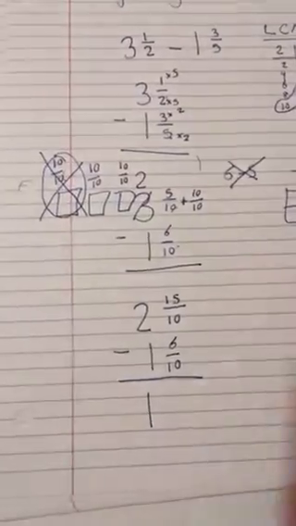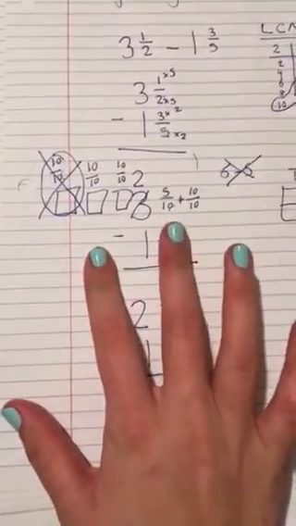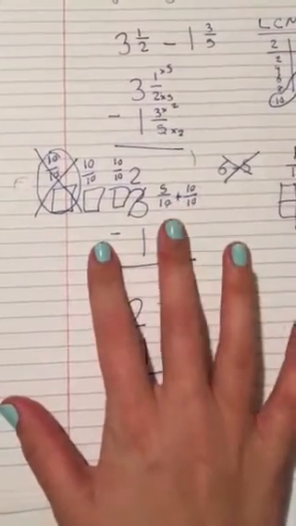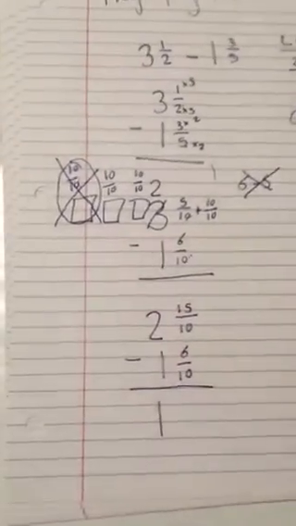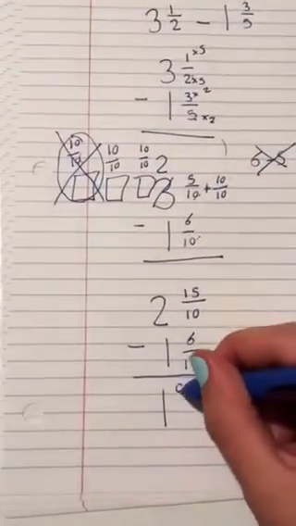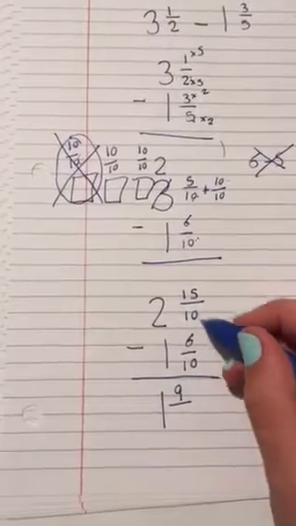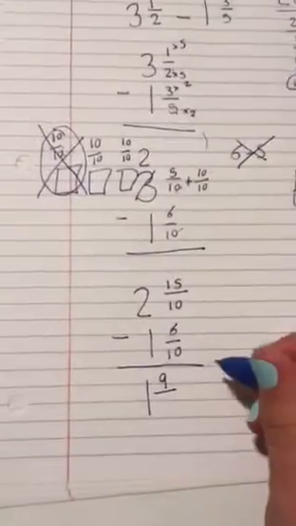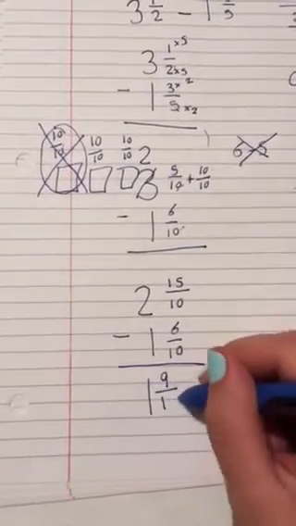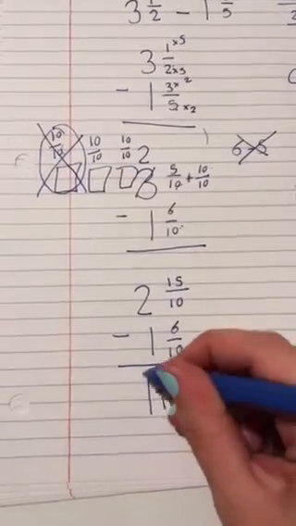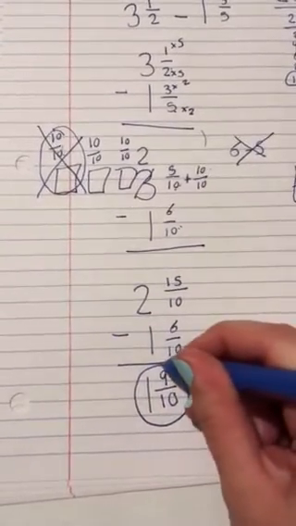15 minus 6, now 6, 7, 8, 9, 10, 11, 12, 13, 14, 15. Okay, that's 9. And then I keep my denominator. Make sure you don't do 10 over 10. That would be silly. Okay, that's still the number of equal parts. So my mixed number is 1 9/10. There you go.